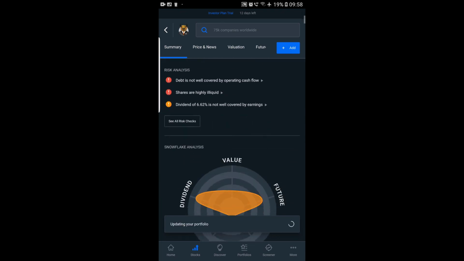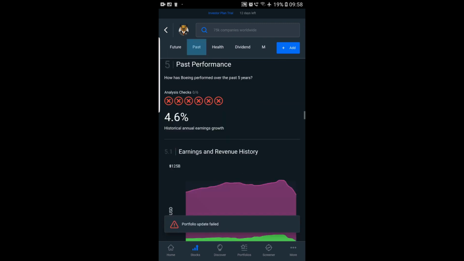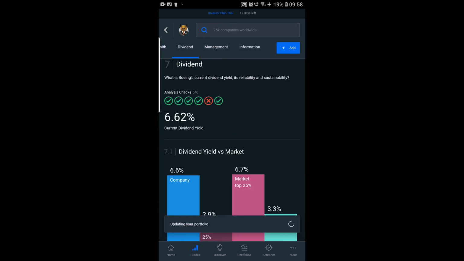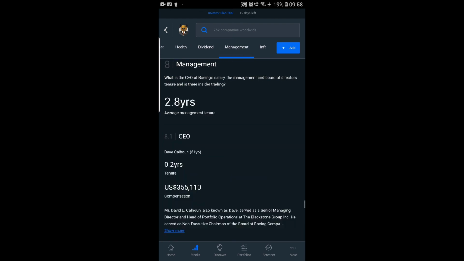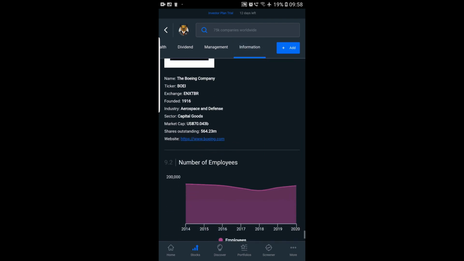Then it will tell you a little bit about the company, what they're doing, what their past is like, what their health is like. I mean, look at all those red Xs. It's not good. Their dividends, which is all I really care about. Yeah, they pay a 6.62% dividend, which obviously compared to Coca-Cola is nearly double. It will tell you who the management are, information.